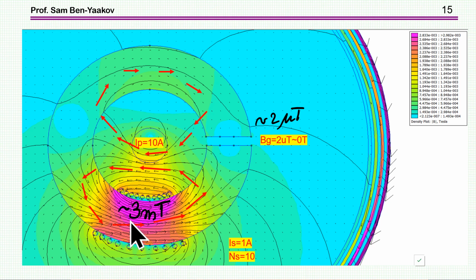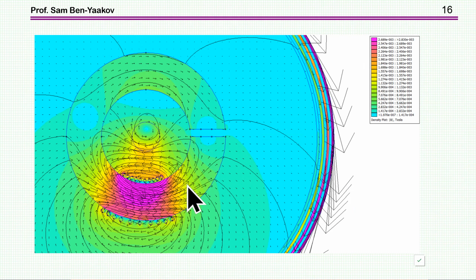There are some remnants. Here, for example, we have 3 millitesla in this region here, quite a bit. But, lo and behold, in the gap, we have a very low magnetic flux density. It's about 2 microtesla only, okay? So, indeed, within the gap, we see the cancellation effect, while in some other places, we don't see it exactly. And the reason, of course, we'll discuss later on, is the high reluctance that we have here.